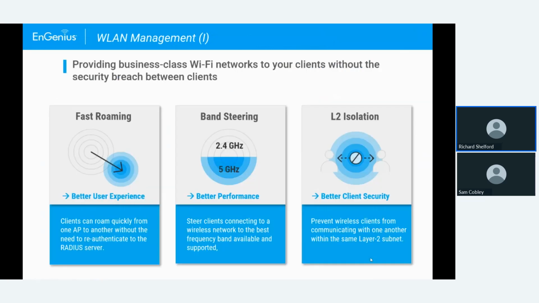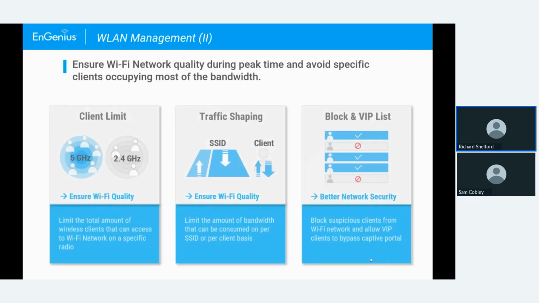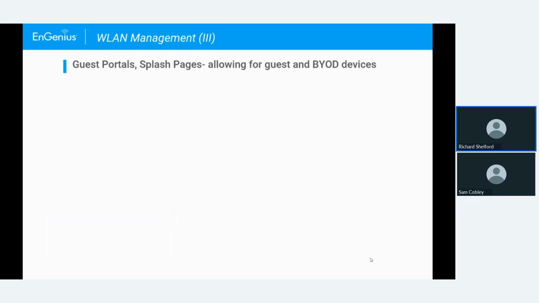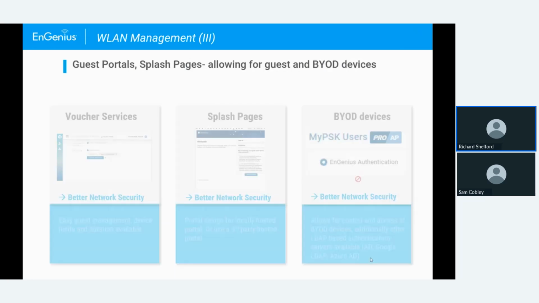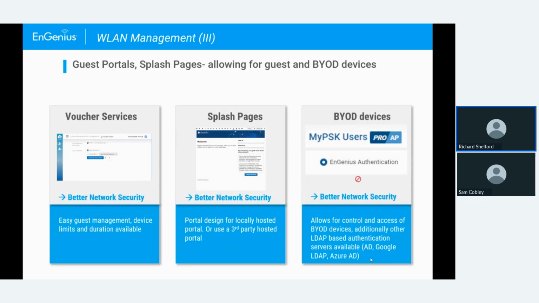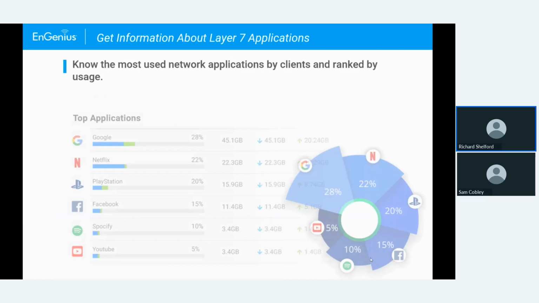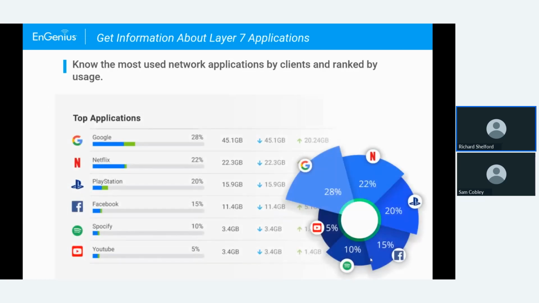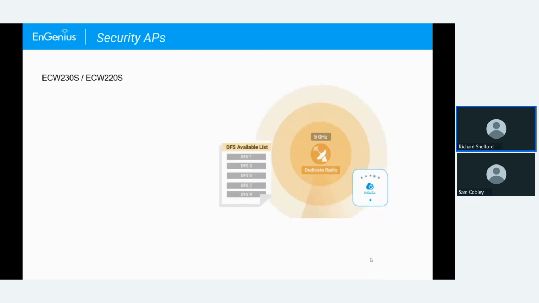All of the features, so fast roaming, band steering, etc. I've spoken about all of these. Guest portals available. Now, some of these are Pro, so the My PSK is a Pro feature. We can understand what applications are being used on the network. Why is this useful? Because it allows us to understand what might be using our airtime or our internet connectivity on that side of it.